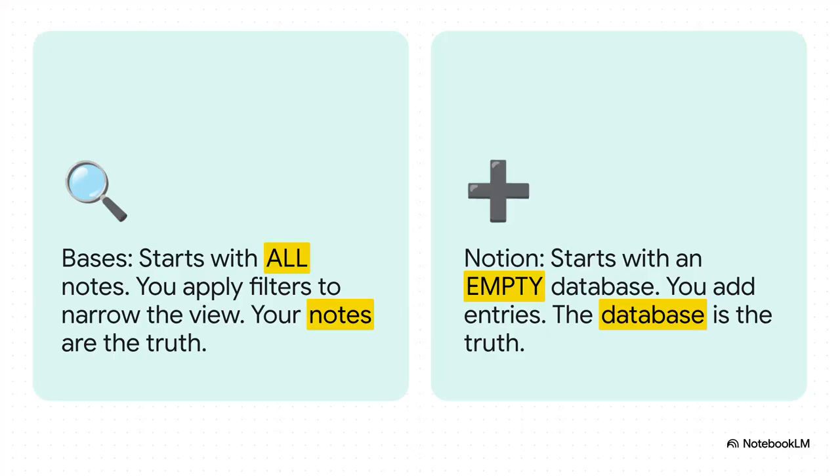Okay, this comparison right here is the absolute key to understanding Basis. Think about tools like Notion. They use what we can call a build-up approach. You start with a totally empty table, and then you have to add things to it one by one. Basis does the exact opposite. It starts by looking at everything, every single note in your vault, and your job is simply to apply filters to narrow that giant view down to what you want to see. This is huge because it means your individual notes always remain the single source of truth, not some separate database.